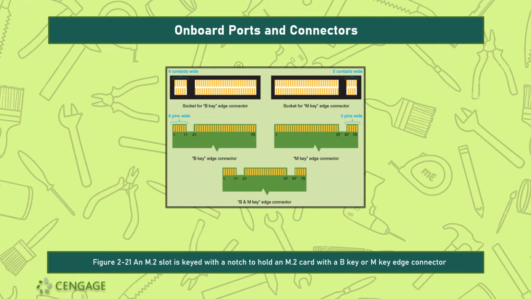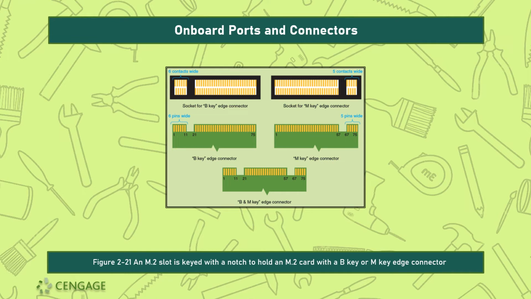You may also see different slots based on what are called the keys. M2 slots are keyed with a notch to hold cards with either a B, M style, or B and M style edge connector. So that essentially means that there will be pins that are left off in order to allow connectivity. So here you can see that the B key connector on the left has pins running from 1 to 11. So you've got your 6-pin width there. You've got a space going up to pin 21, and then from 21 to 75.